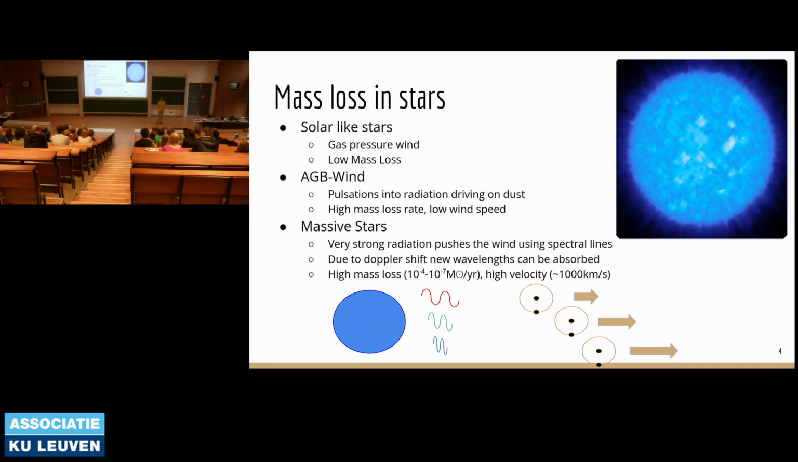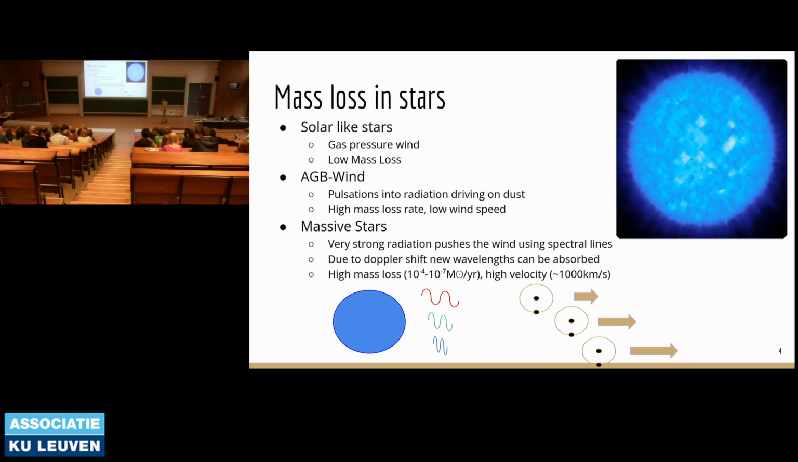This results in not only very high velocities, on the order of thousands of kilometers a second, 1,000, 2,000, 3,000 kilometers a second. Terminal wind speed is not unheard of, actually even observed, and usually pretty high mass loss as well. 10 to the minus 7 to 10 to the minus 4. 10 to the minus 4 is definitely on the very high end, but 10 to the minus 7 is something we see quite regularly, definitely in these B-supergiants.